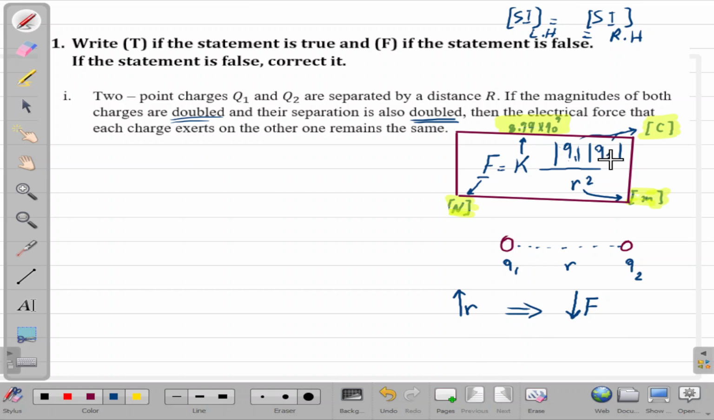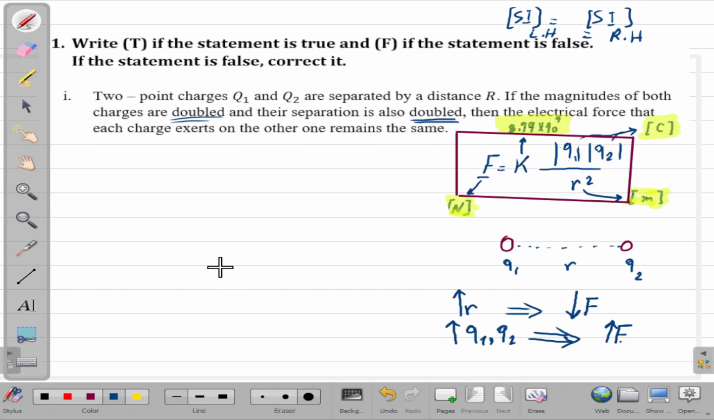Also, we have Q1, Q2 and F. The relation between them is direct proportionality. What does it mean? It means if one of the charges or both of them increase, the force will also increase. So: increase, decrease, increase, increase.